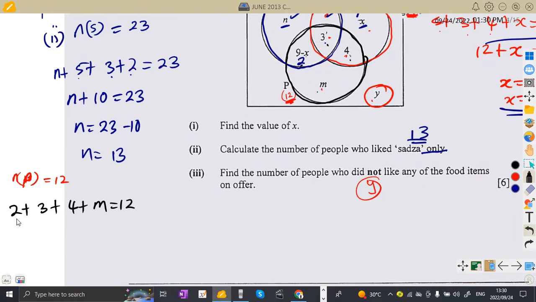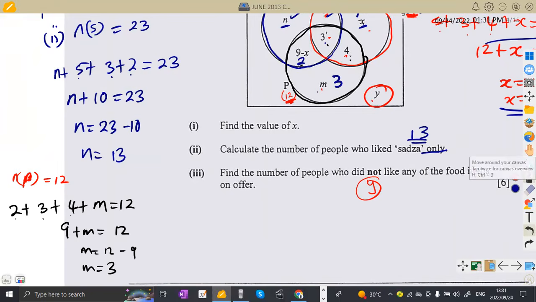So from there, we can add 2 plus 3, that's 5. 5 plus 4, which is 9. So it's going to be 9 plus m is equal to 12. So m is equal to 12 minus 9. So m is going to be equal to 3. Okay, so the value of m here is going to be 3.